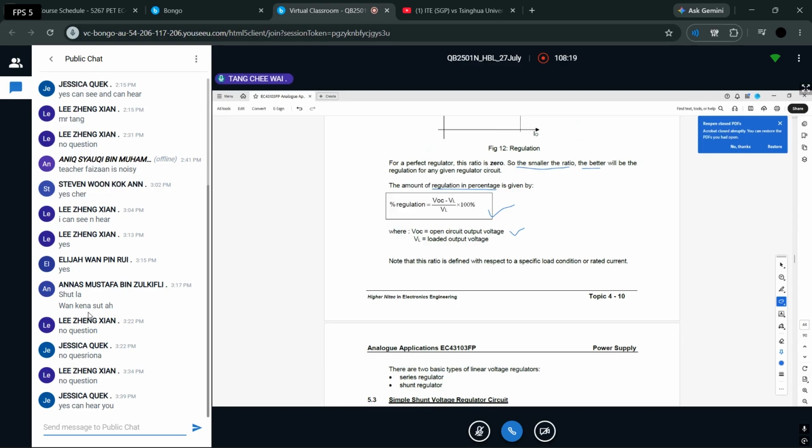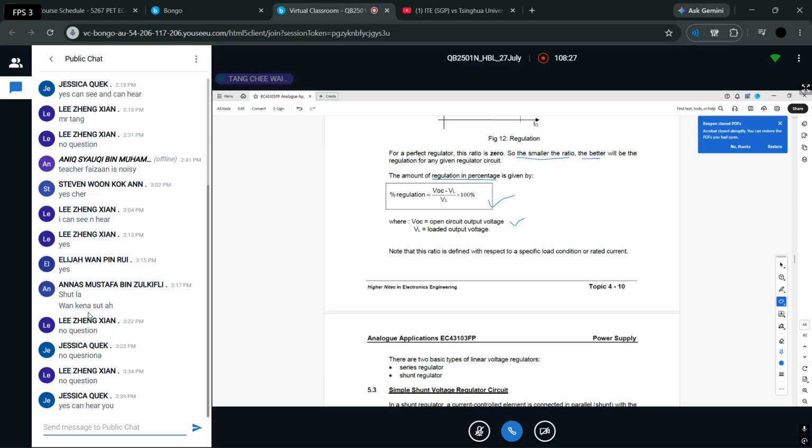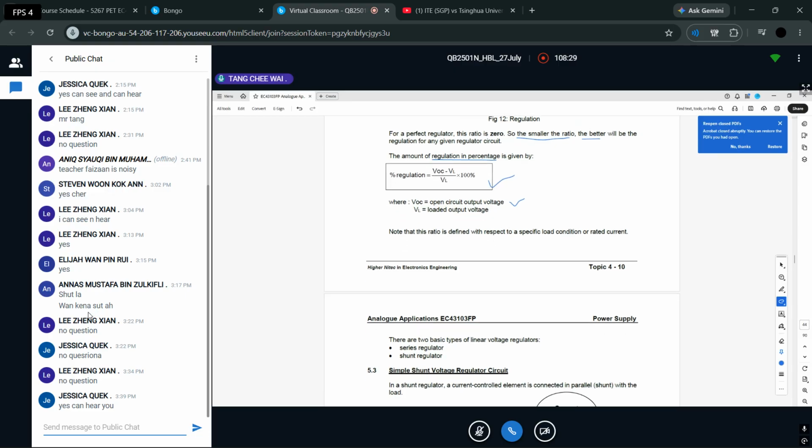So this is how you calculate your voltage regulation. Take note of this formula. I believe during your practical, you may use this. Okay, we move on.